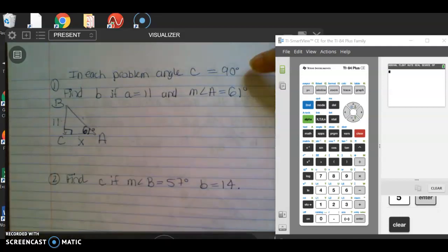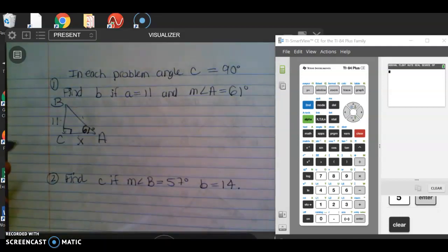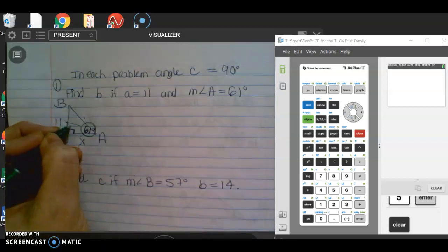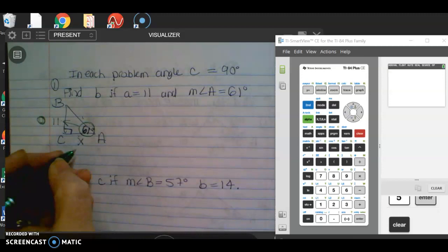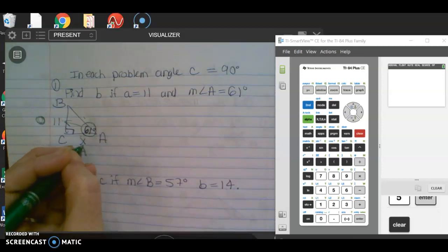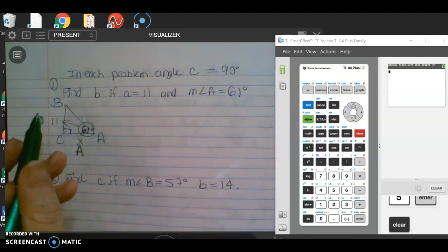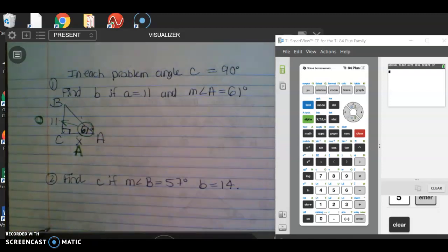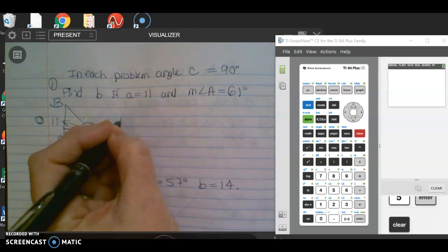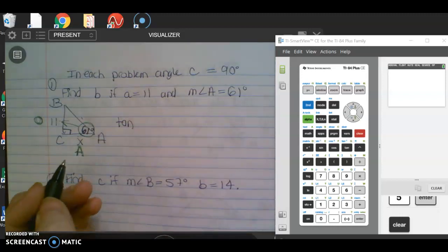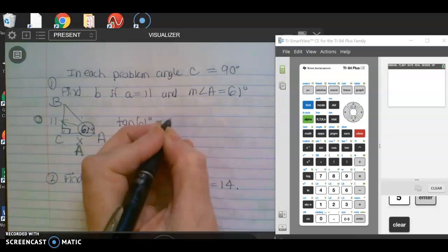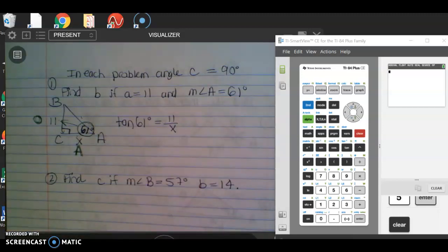Okay, so what do I know? This angle is 61, so this is opposite and this is adjacent. I don't know the hypotenuse at this point. So which trig function uses opposite and adjacent? That's tangent. So tangent 61 degrees is going to equal 11 over x.